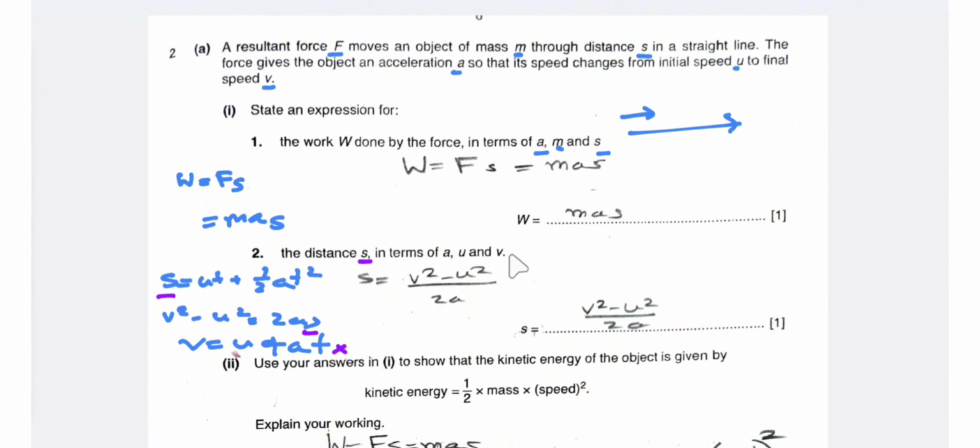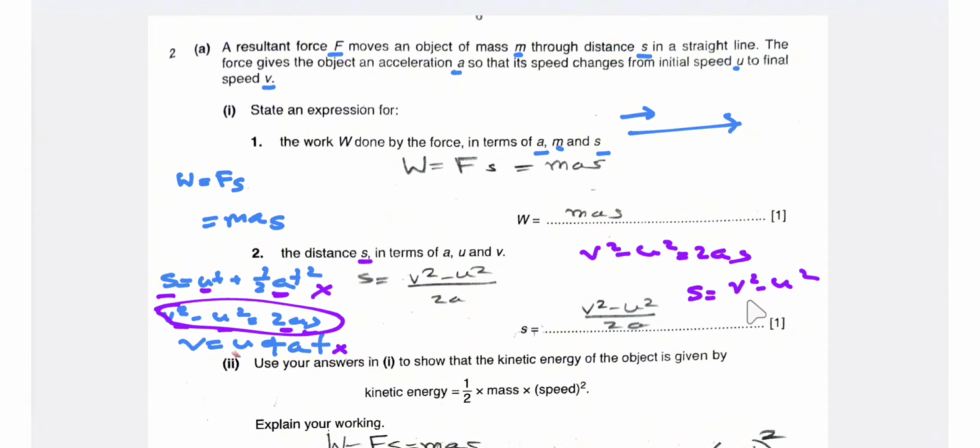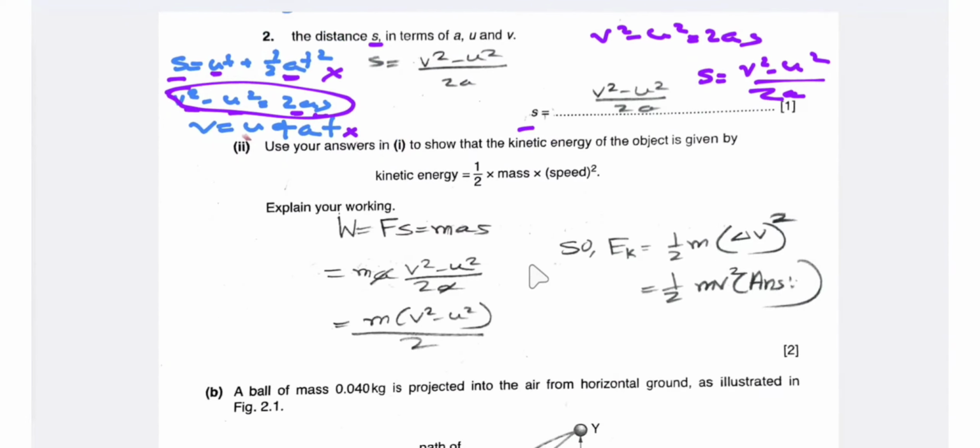Then acceleration, U and V. Here there is acceleration and U, but there is no V, so this is wrong. But here there is acceleration, U and V, so we can use this equation, that is V square minus U square is equal to 2AS. V is the final speed, U is the initial speed, acceleration is A, and the distance is S. So we need to express S in terms of these terms. So S is equal to V square minus U square by 2A. So we express S in terms of A, U and V.